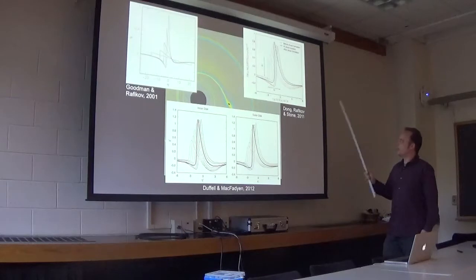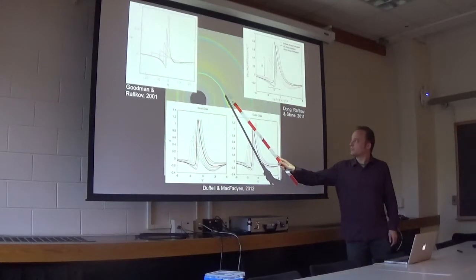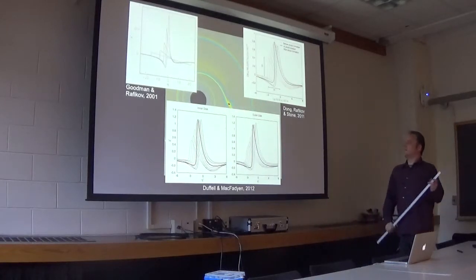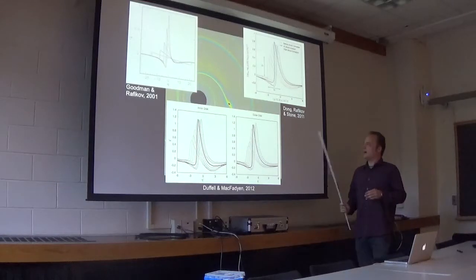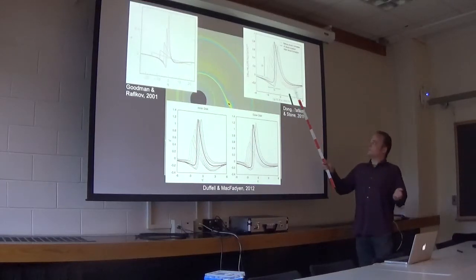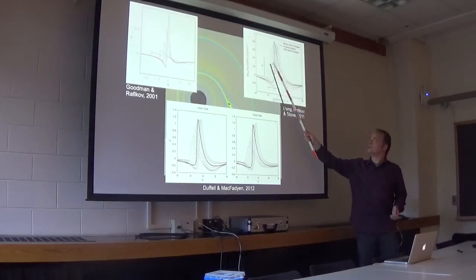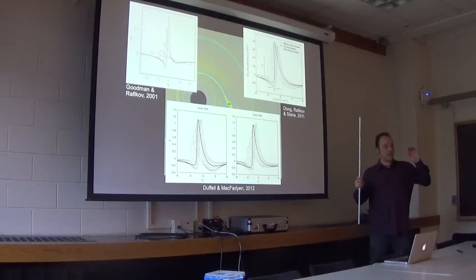And then 10 years later, Duffell and MacFadyen did this with Athena, but they did a shearing box around the planet. Whenever I draw this, I make sure I draw the shearing box really small, in contrast to the stuff we did, which was a global disk. So we all were able to see the same sort of thing, where we see the wave steepen and shock and dissipate. But when you do a global disk, it's much more satisfying because you can actually watch the gap open.